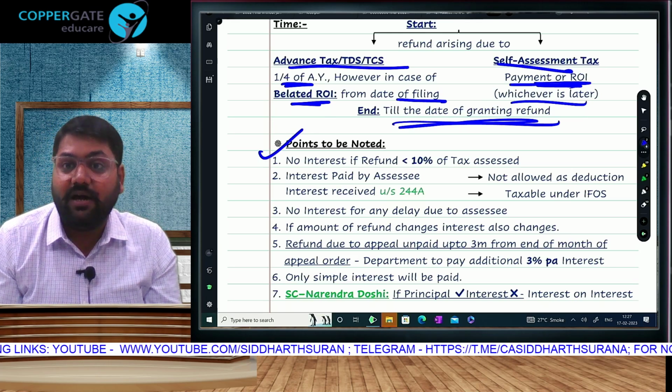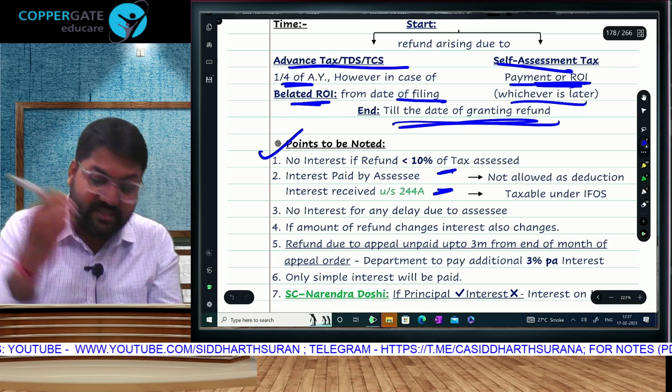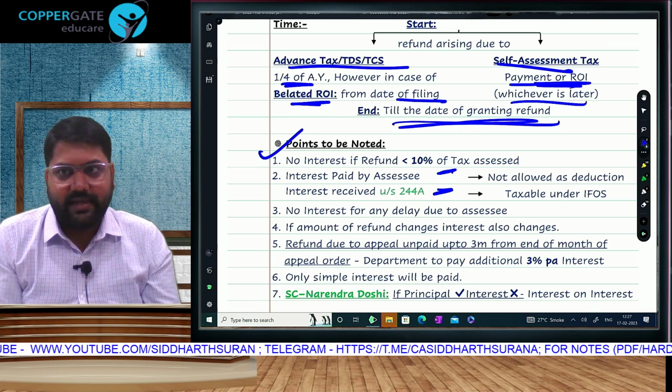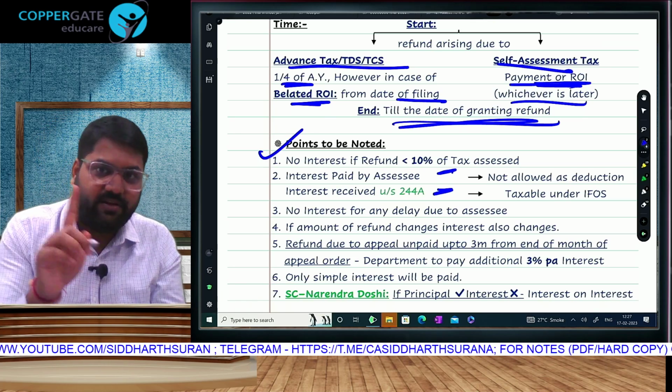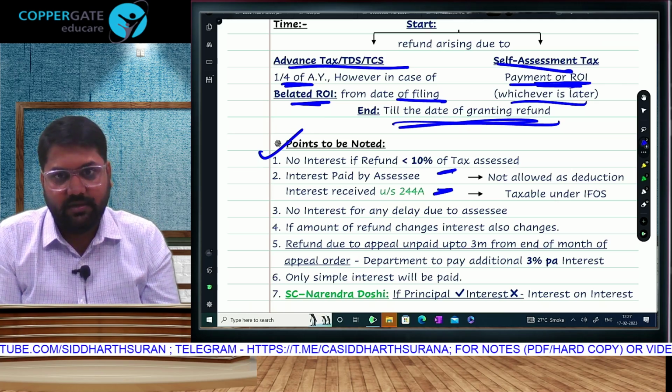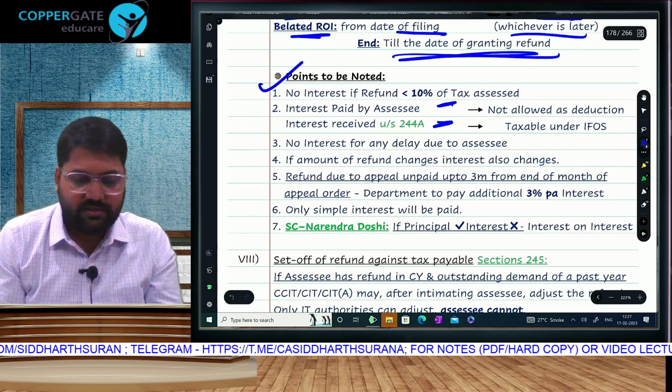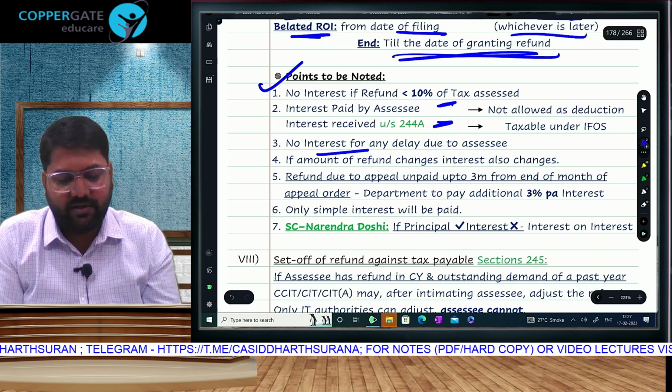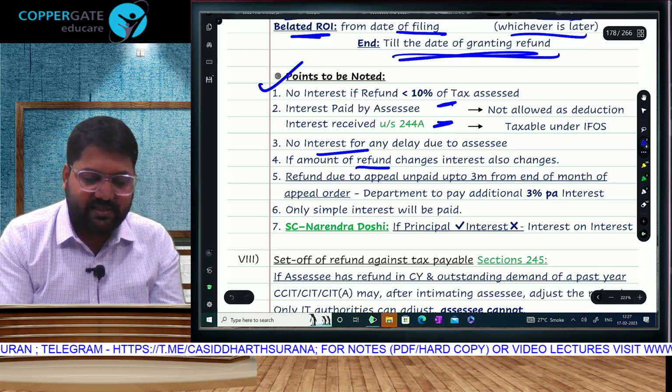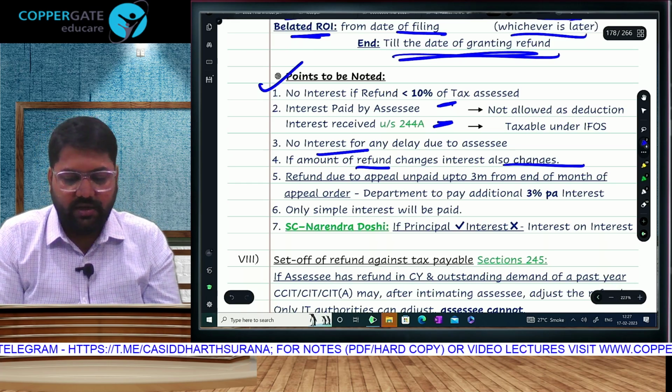Interest paid by the assessee is not allowed, but interest received by the assessee is going to be taxable. When you pay interest, you don't get a deduction, but when you receive interest, you have to pay tax under income from other sources. If the delay is due to the assessee, for that period you will not get any interest. Obviously, if the refund amount changes, the interest also is going to change.